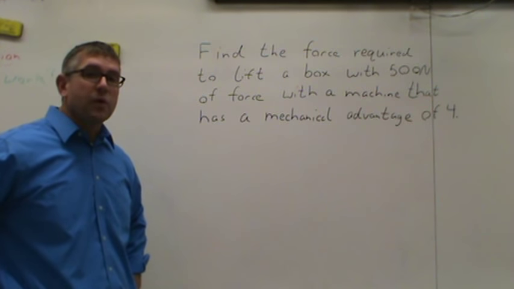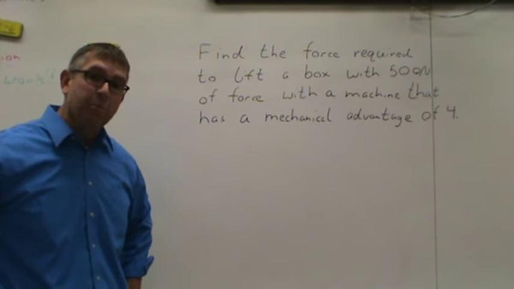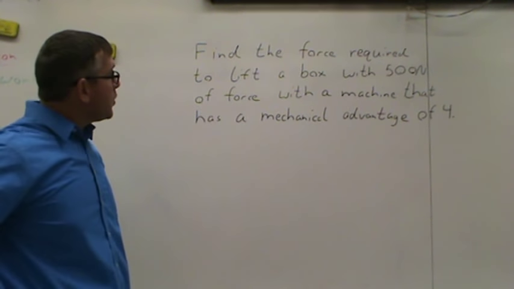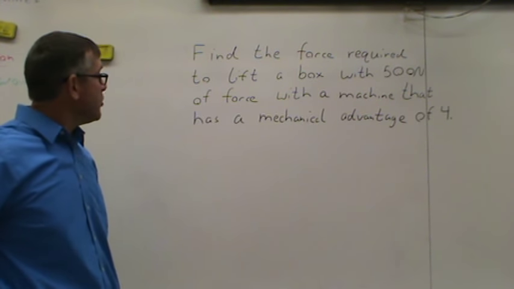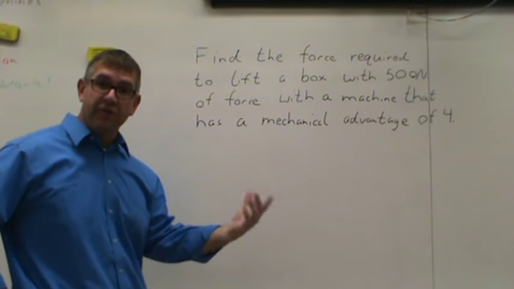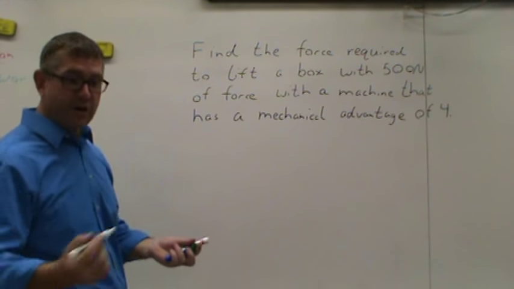In this story problem, we are dealing with mechanical advantage, an input force, and an output force due to a machine. Find the force required to lift a box with 500 newtons of force with a machine that has a mechanical advantage of 4. All right. First step, we find our variables.